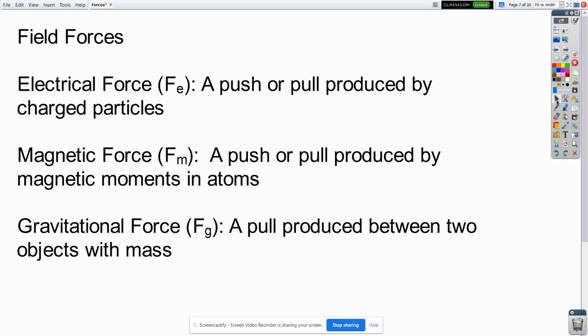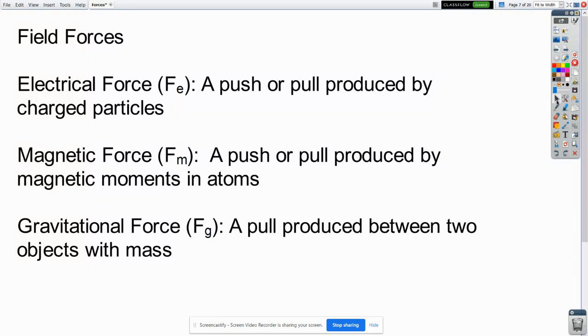The field forces, and there are only three, are electrical force, magnetic force, and gravitational force. These are the forces that have fields: electric fields, magnetic fields, gravitational fields. These are forces that all have fields. That's why I call them field forces. It's how they work. And a field is something that surrounds the object. This is what allows them to produce these forces without actually touching each other.